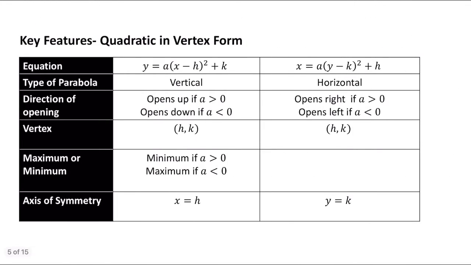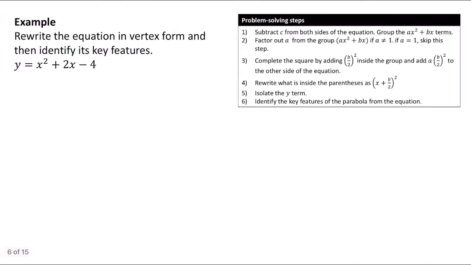So remember, the key features of a parabola in vertex form that we can identify are the type of parabola, the direction of opening, and the vertex. If it's a vertical parabola, we can identify whether the vertex is a maximum or minimum, and we can also figure out the equation of the axis of symmetry. So let's try this example. Let's rewrite in vertex form and identify key features.